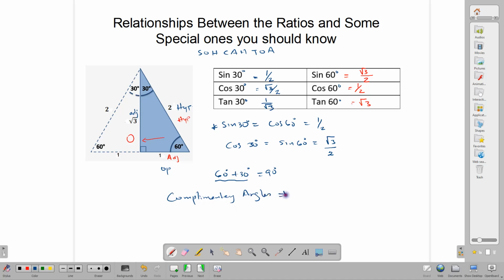So if two angles are complementary, that is, if A plus B degrees is equal to 90 degrees, then sine of A is equal to cosine of B. Or you can turn it around, cosine of A is equal to sine of B. This is a very important relationship to remember.